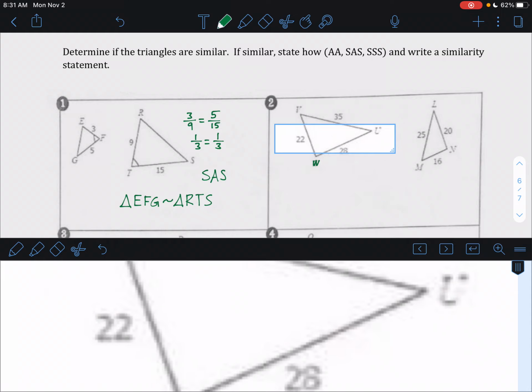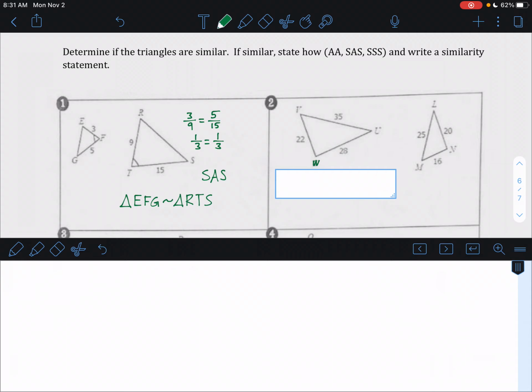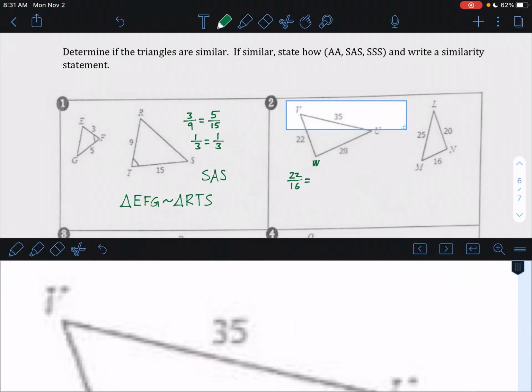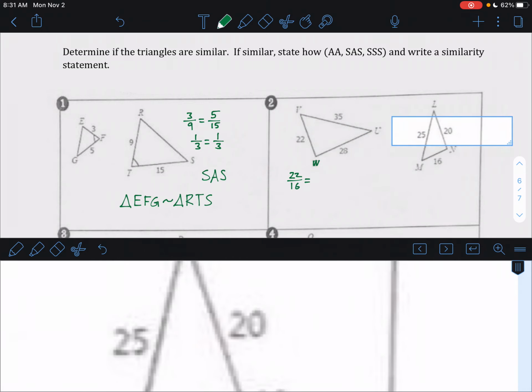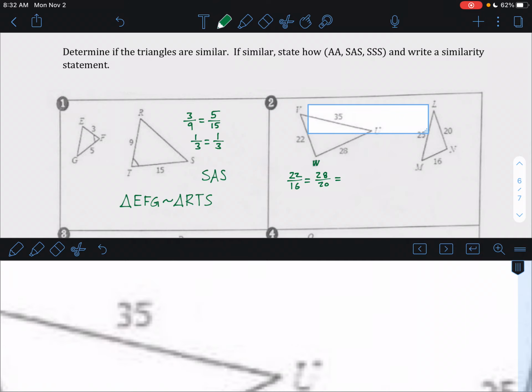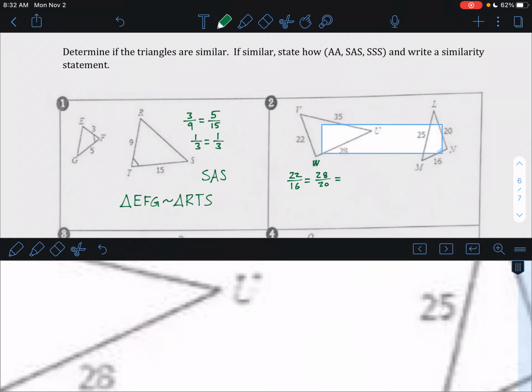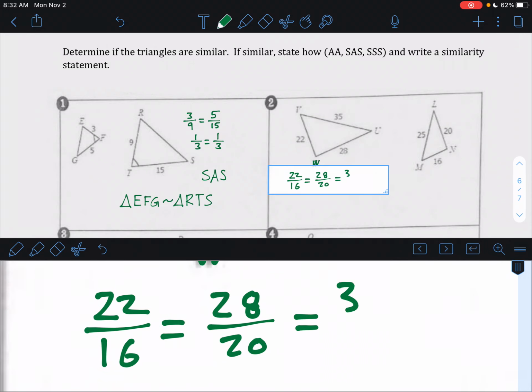So let's see it. The short side is 22. The short side over here is 16. So 22 over 16 should equal the medium side, which is 28, divided by the medium side over here, which is 20. So 28 over 20. And that should equal, let's see, 35, which is the long side, over 25, which is the long side.